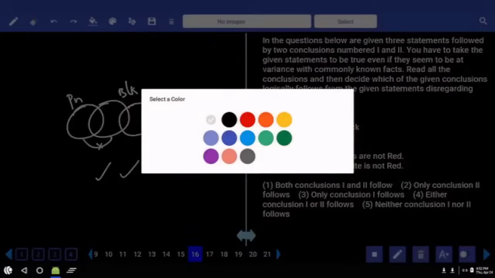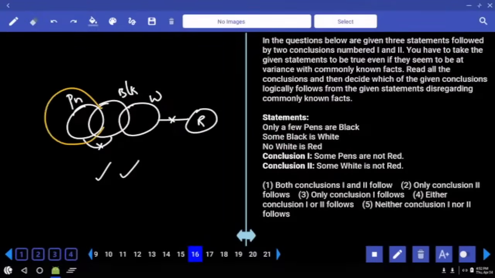To make this one false, all pens are red. Is it possible to draw red like this or not? Yes. Alternate diagram true, previous conclusion false. Some white is not red. To make this one false, all white is red. Is it possible to draw like this? No. Alternate diagram cannot be drawn. This will be true forever. And only 2 is the choice for question number 16.